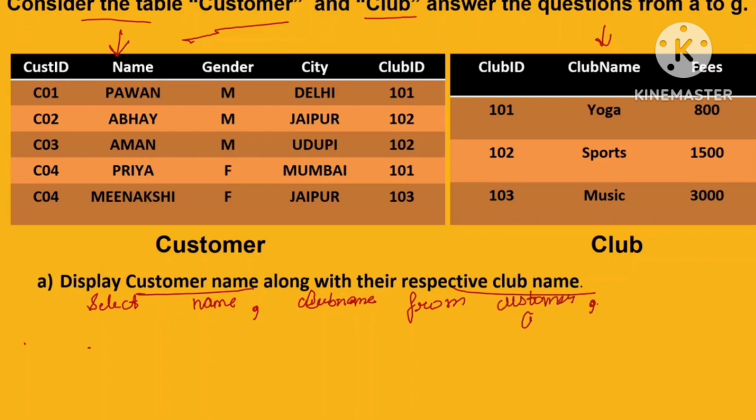Where both these columns have club ID as common. So in the where condition we will match customer dot club ID is equal to club dot club ID. So where customer dot club ID equal to club dot club ID. So this is the output of your first part.